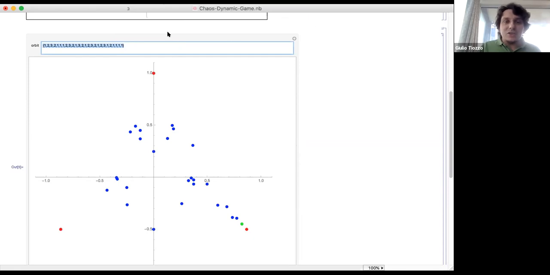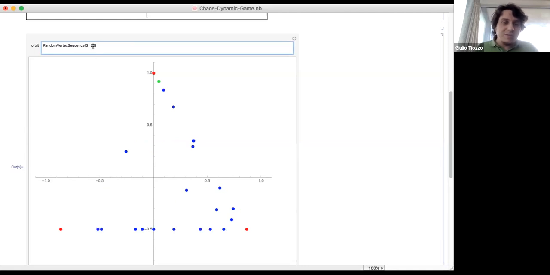So a way to do this is to generate a random pattern. Of course, the computer is also very good at that. So we can use this other command, random vertex sequence. This way, we can generate a string of 3 meaning 1, 2, or 3, and we can put any length. So if we do length 20, we're going to get a similar pattern to the one we have already. But we can also push it a bit further.